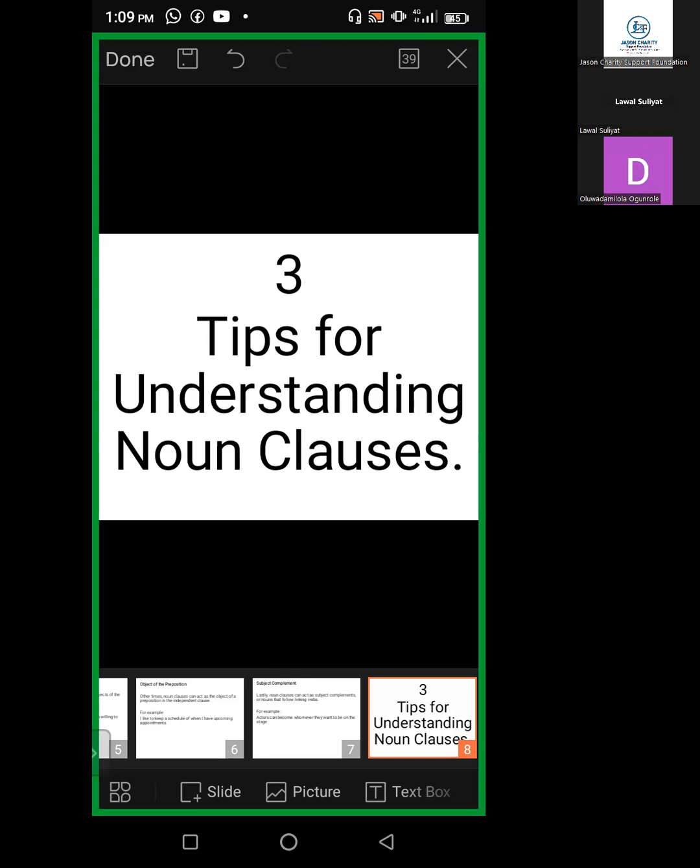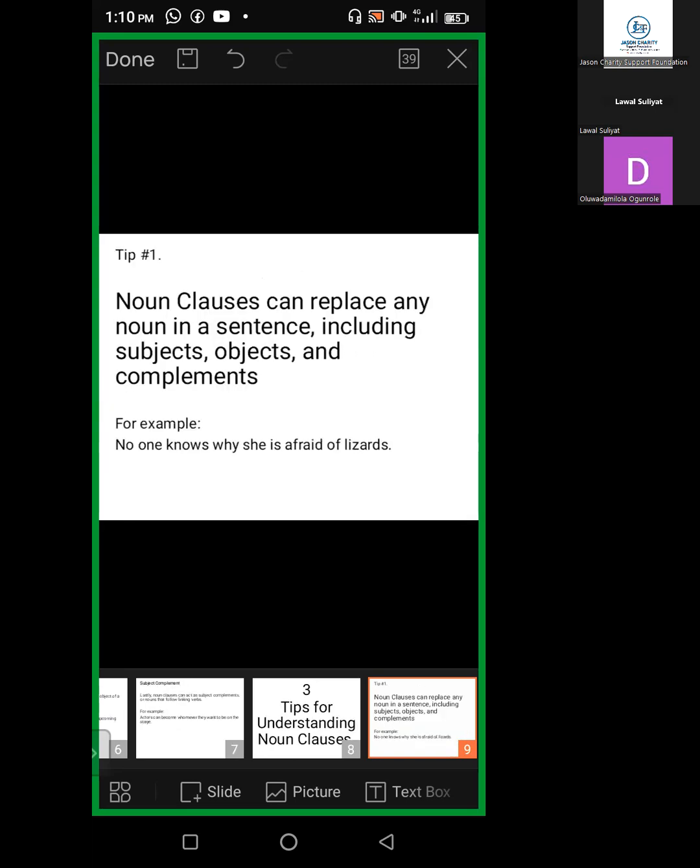Because you need to know when you make expressions or when you say something, you need to know what you have said and what parts of the grammatical aspect you have used to make that expression come alive. So the first tip is noun clauses can replace any noun in a sentence, including subject, object, and complement. That's just as we have said in the definition.